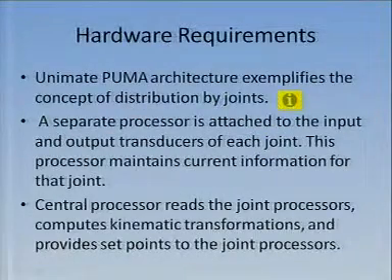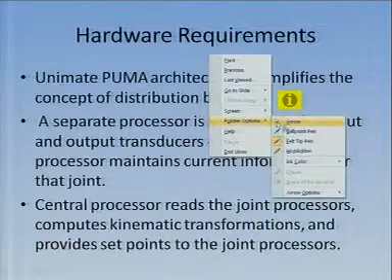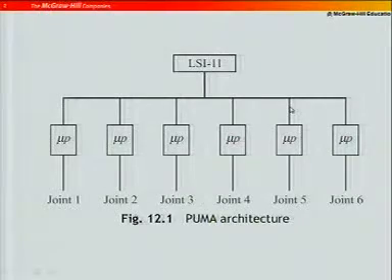Now, here I will show you an example of a Puma architecture. So, here I am saying that for joint 1 I have one microprocessor, for joint 2 I have another microprocessor, for joint 3 another, joint 4 another, joint 5 another, and for joint 6 another microprocessor, and all of them are supervised by this large scale integration device here, which is keeping connection between all 6.